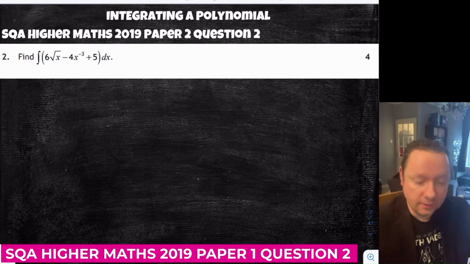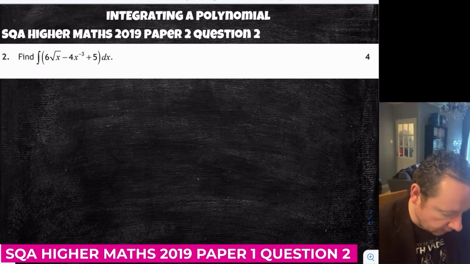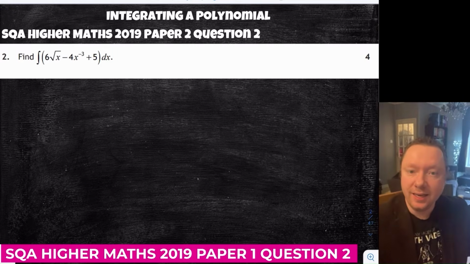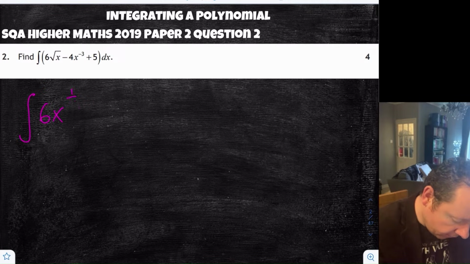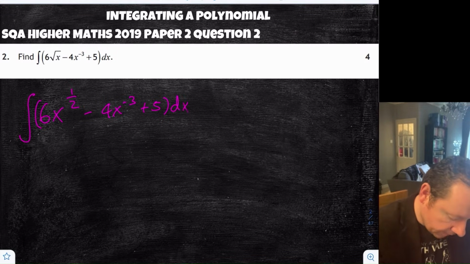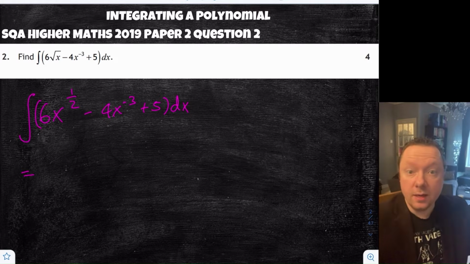Integrating a polynomial. SQA Higher Maths 2019, Paper 2, Question 2. Integrate this polynomial. So we need to get it ready to integrate, just like with differentiation. So I'm going to change that to the integral of 6x to the half minus 4x to the minus 3 plus 5. And then we can integrate because we add 1 to the power and divide by the new power.